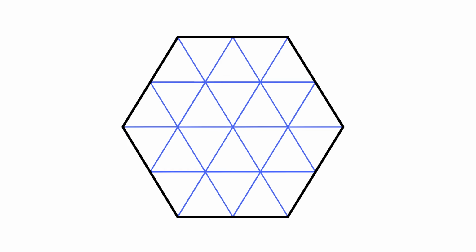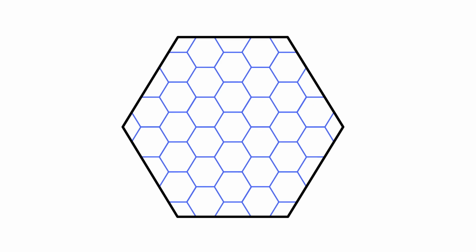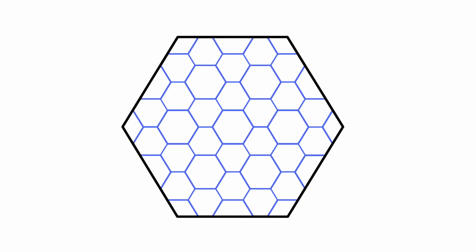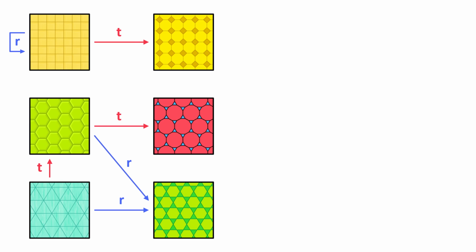Now onto the triangular tiling. If you truncate it, the new tiles are hexagons, but the old triangles turn to hexagons themselves, and you're left with the hexagonal tiling. Finally, if you rectify the triangular tiling, you actually end up with the trihexagonal tiling, so there's not as many as you might think. But we're not done yet.